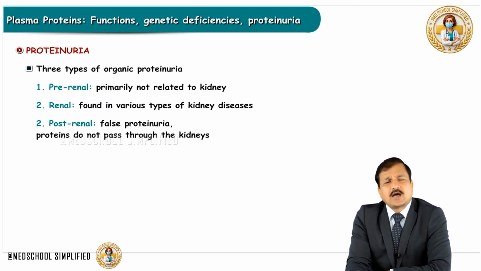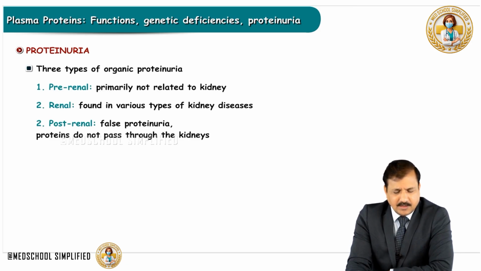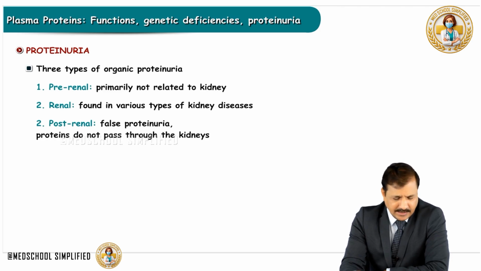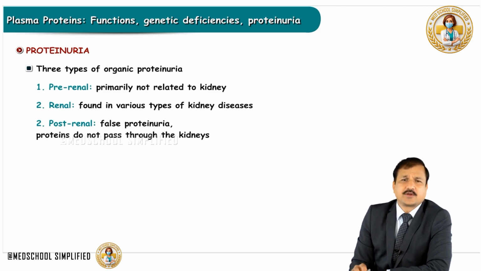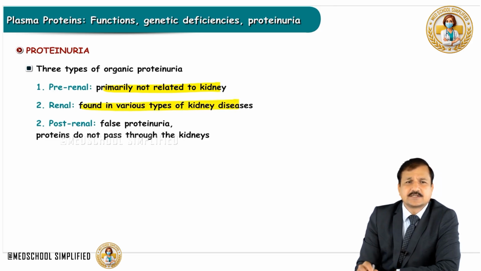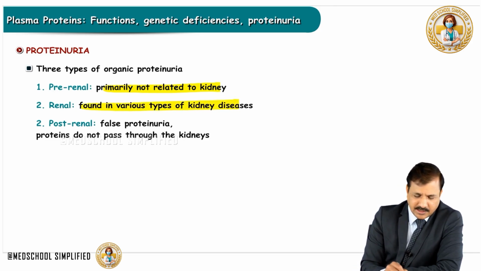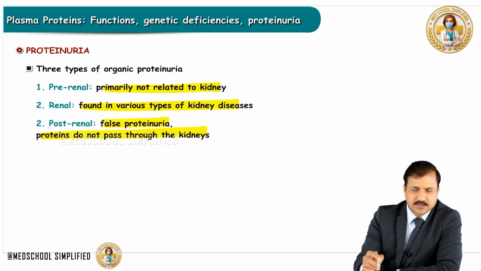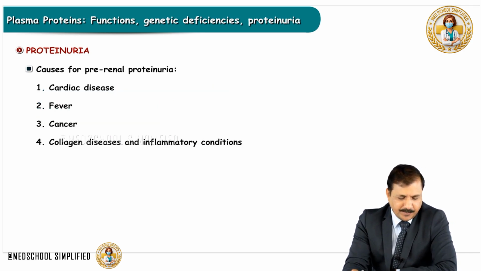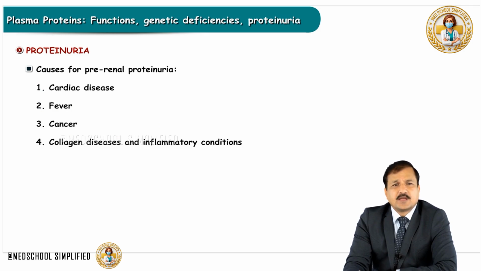Coming to organic proteinuria, there are three types: pre-renal, renal, and post-renal proteinuria. Pre-renal is primarily not related to the kidney. In renal, various kidney diseases are the cause. Post-renal is either false proteinuria, or the proteins do not pass through the kidney. Now first let's look at pre-renal proteinuria.